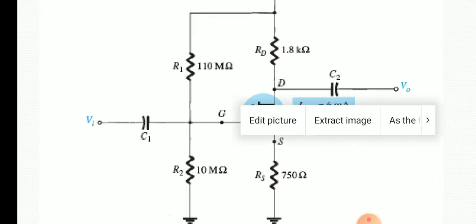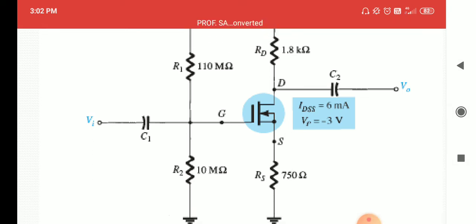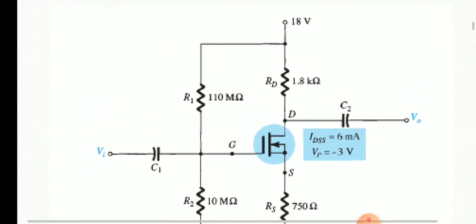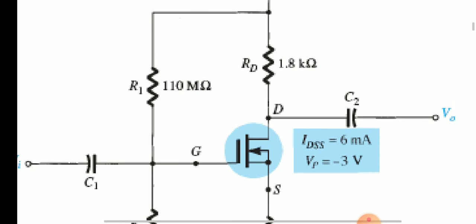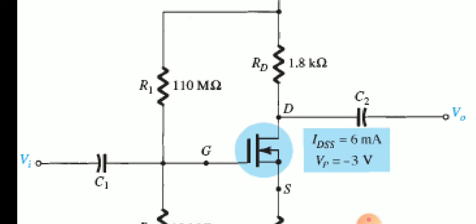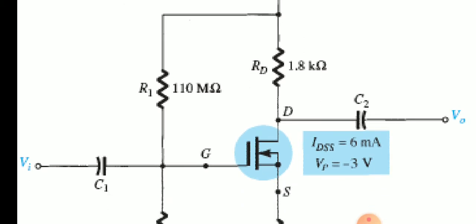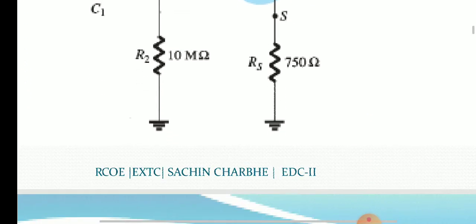In the depletion type MOSFET, RD is 1.8 kilo ohm, R1 is 110 mega ohm, R2 is 10 mega ohm, RS is 750 ohm, C1 and C2 are the coupling capacitors, VDD is given 18 volt and IDSS is 6 milliampere and VP, that is the pinch off voltage, equals -3 volt. As we know, the depletion type MOSFET is already a conducting MOSFET. It conducts at the time of fabrication and we require the pinch off voltage to control the conduction. So pinch off voltage is necessary.